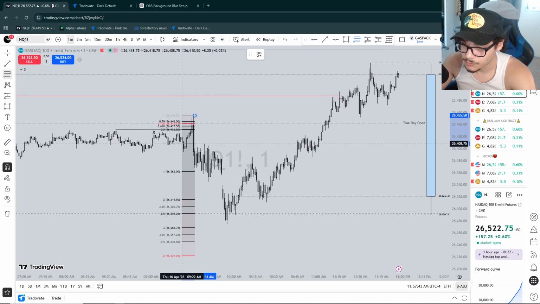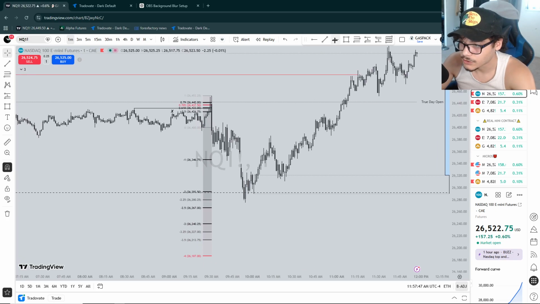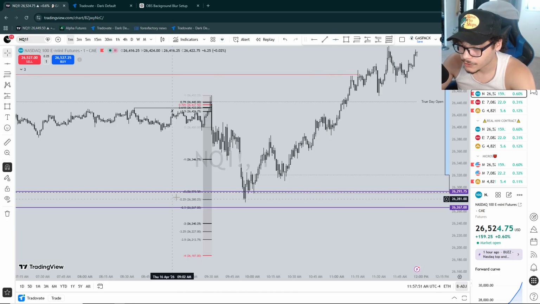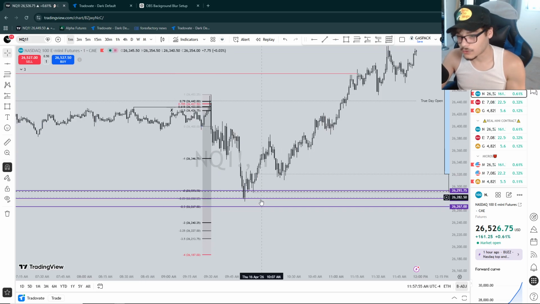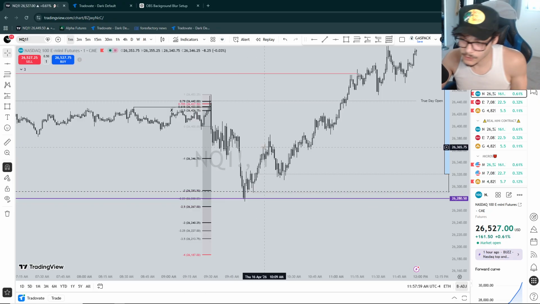Once we take this manipulation leg right here from this swing high to the body low, it's going to give us our -2 and our -2.5 and our -2.25. So, these are all of our rejection levels. So, right here, you can see that we rejected off of the -2.25.